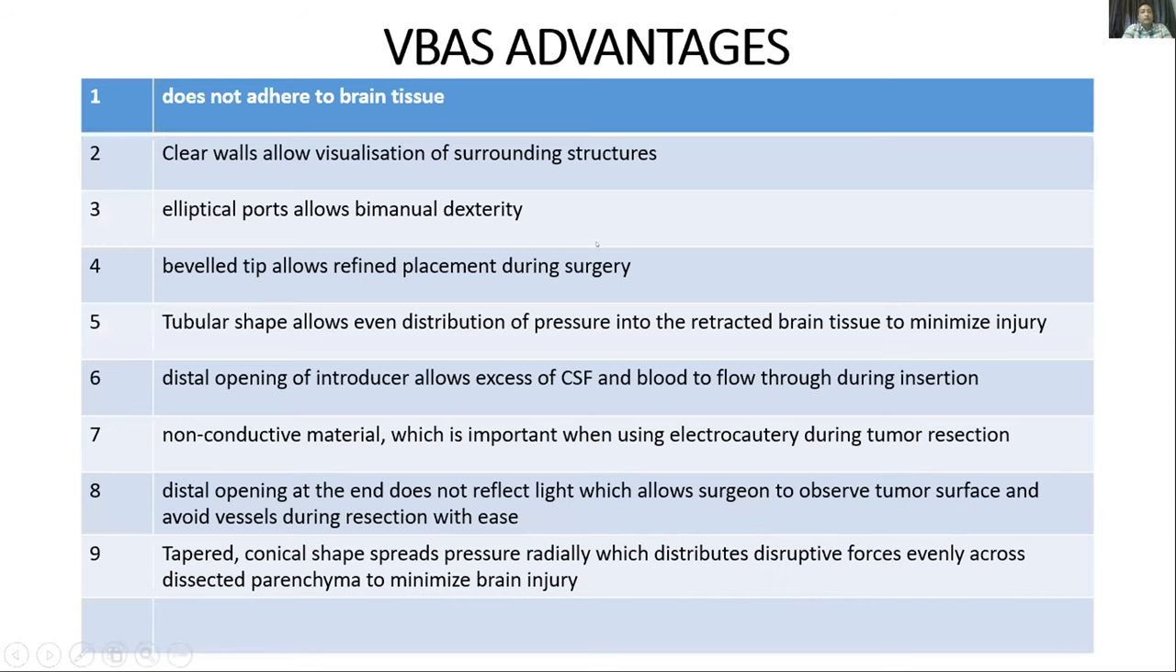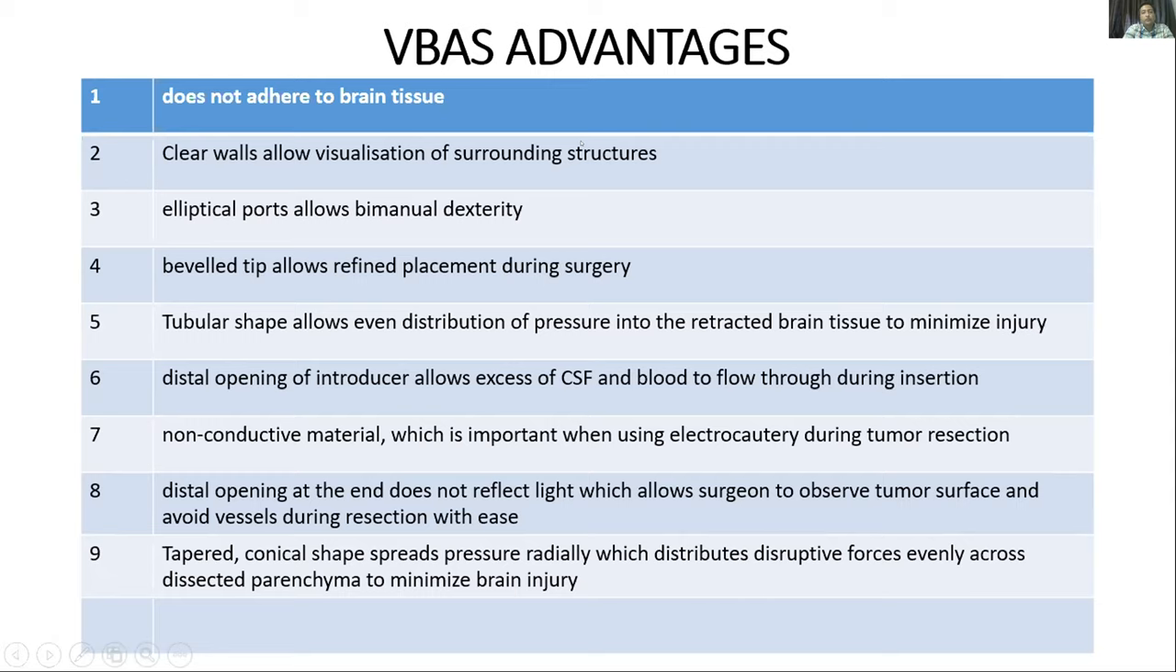There are various advantages of the ViewSite brain access system, which I have also mentioned. Like, it does not adhere to the brain tissue. There are clear walls which allow visualization of the surrounding structures. Elliptical ports allow bimanual dexterity. There are bevel tips which allow refined placement during surgery. It is a tubular shaped instrument which allows even distribution of pressure onto the retracted brain tissue to minimize trauma.